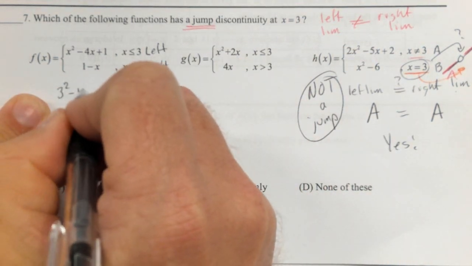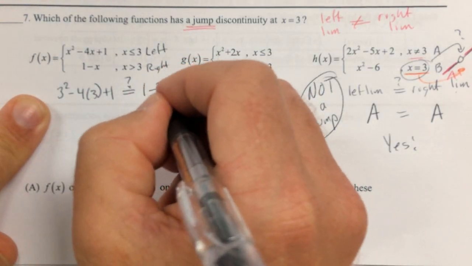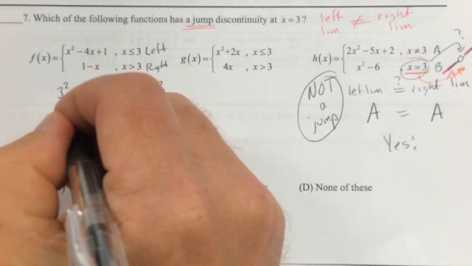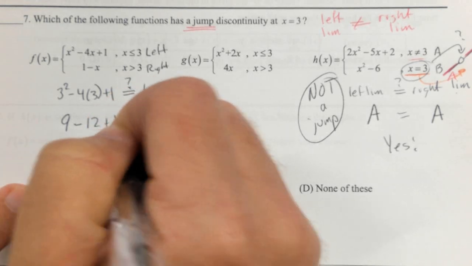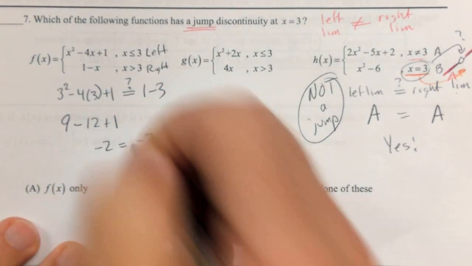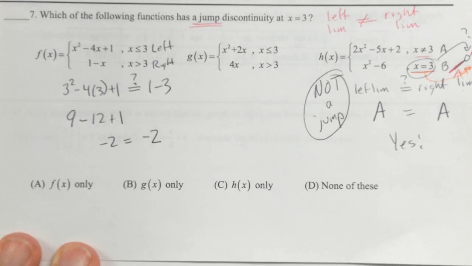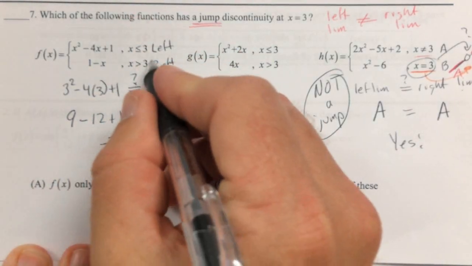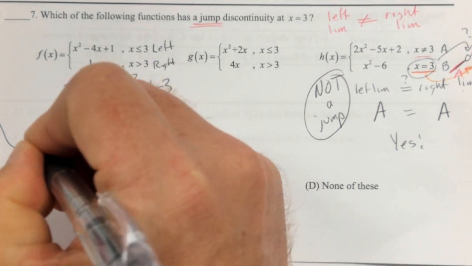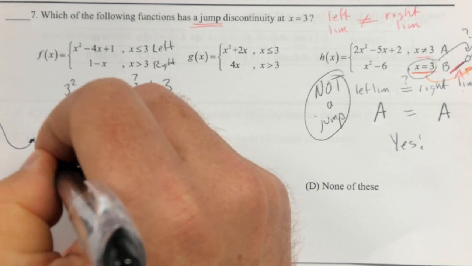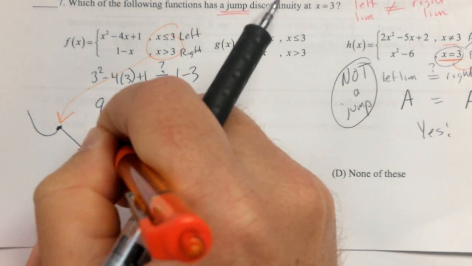So 3 squared minus 4 times 3 plus 1. Does that equal 1 minus 3? I don't know. 9 minus 12 plus 1. That would be negative 2. 1 minus 3 is negative 2. So, what does that mean? Jump or no jump? No jump. They meet up. Again, I guess I could try to figure it out. One's a parabola, and then the other one's a line with a negative slope. But they're sort of rigged to meet up at 3. No jump.